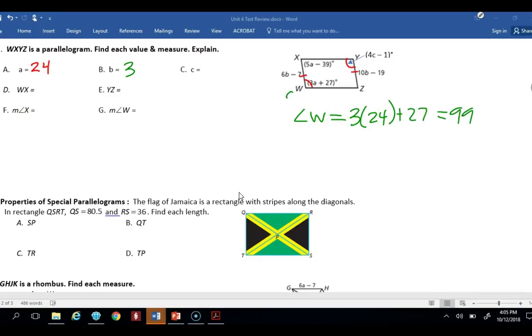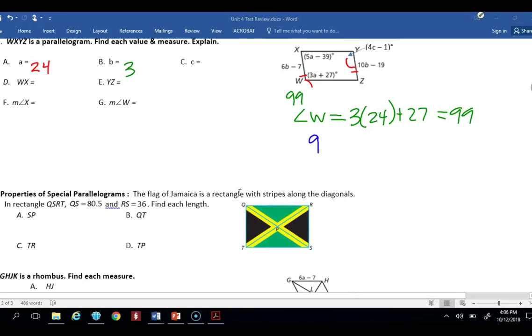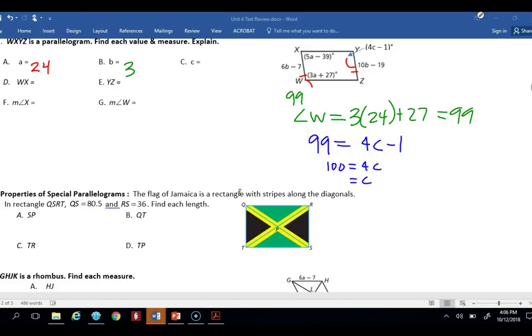So we now know that the measure of this angle right here is 99, and those two angles across from each other are congruent. So that means I can say that 99 is equal to 4c minus 1. If I add 1 to both sides, that's 100 equals 4c, so c is equal to 25. So our c is equal to 25.